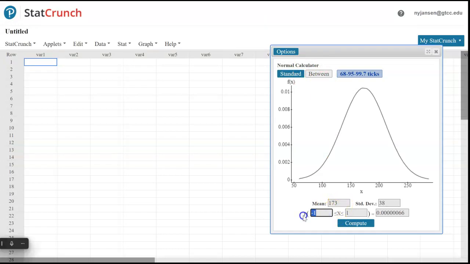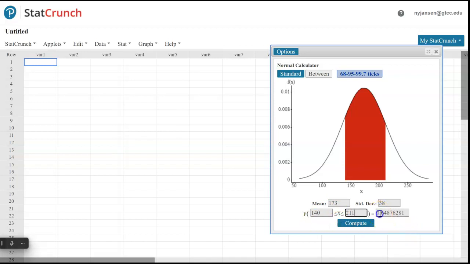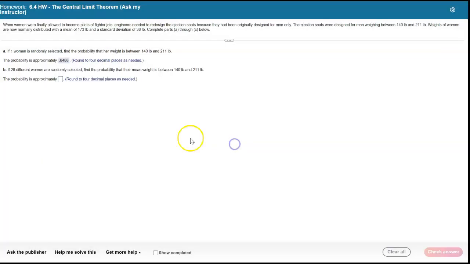So I want to go between 140 and 211, and I get a probability of 0.648, and I'll round this to 4 decimal places. So this would round up to an 8. Perfect. So the difference in part B is here they say 28 women were randomly selected.